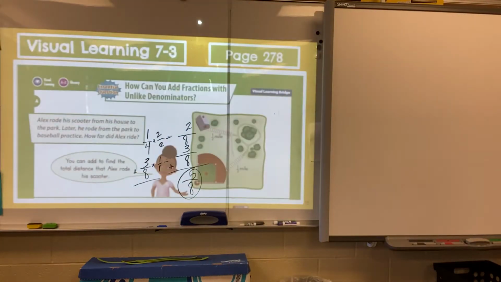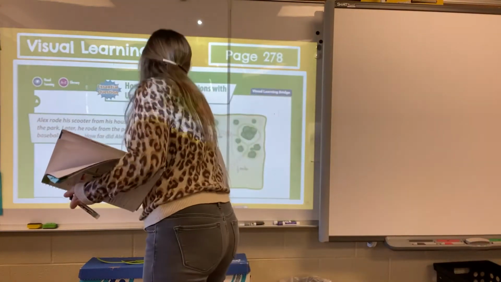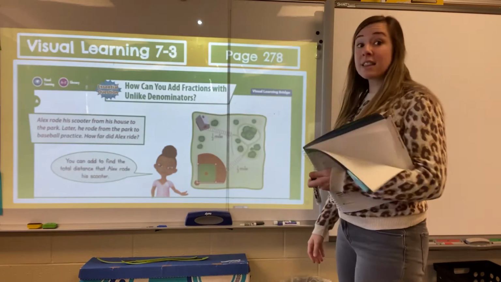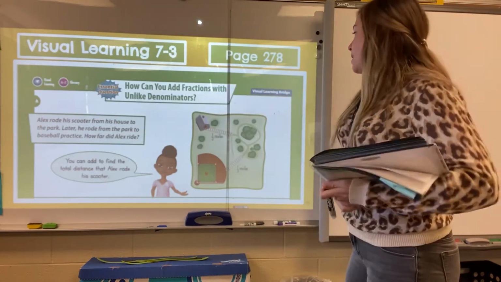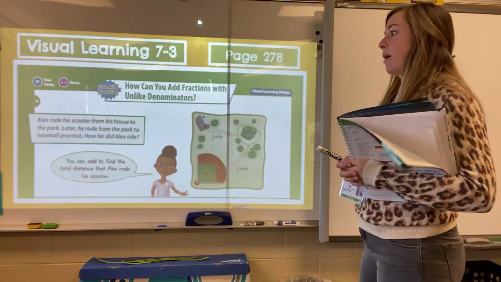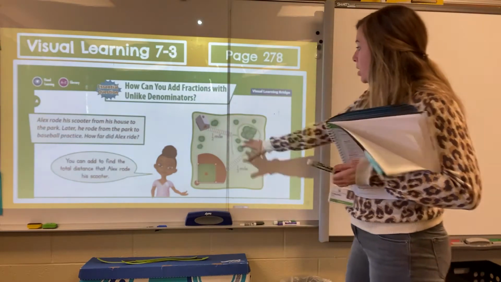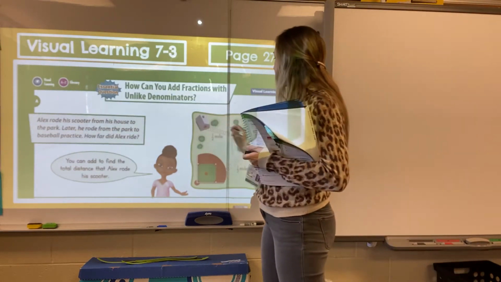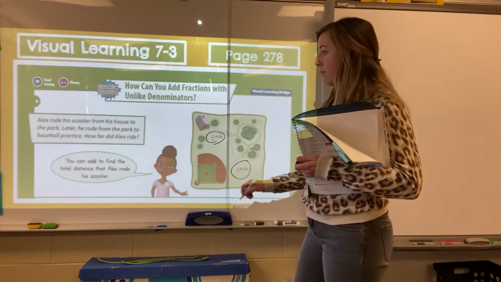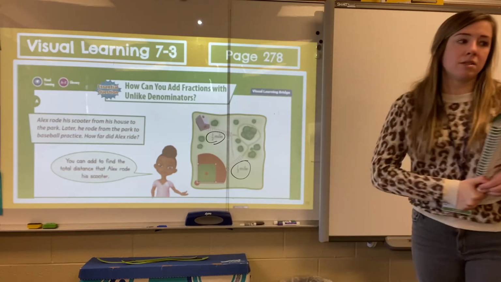Okay, let's go ahead and talk to our virtual learning bridge on page 278, superstars. Our question today is, how can you add fractions with unlike denominators? And we're talking about Alex. He rode his scooter from his house to the park. Later, he rode from the park to baseball practice. How far did Alex ride? So we're gonna look at this little map right here. We've got his house to the park is 1/2 mile, and then the park to the baseball field is 1/3 of a mile. So we can add to find the total distance that Alex rode his scooter.